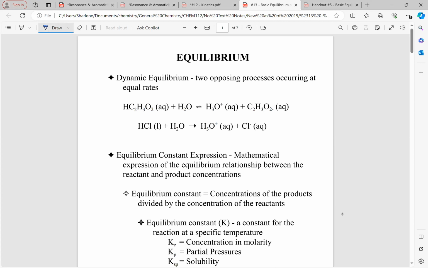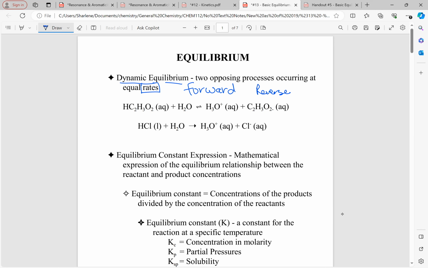Dynamic equilibrium, equilibrium. You don't have to use both terms. It's two opposing processes occurring at the same rates. This is an important part. It is occurring at the same rates, or if you will, the same speed, but that doesn't mean it's equal concentrations of the reactants and the products. The forward and the reverse are at the same rate, but that doesn't mean they have to be equal on both of those sides. And then we'll see a whole bunch of examples and what that means mathematically.